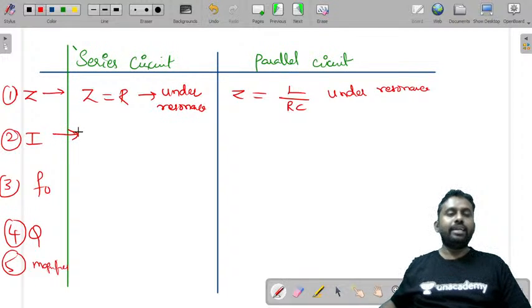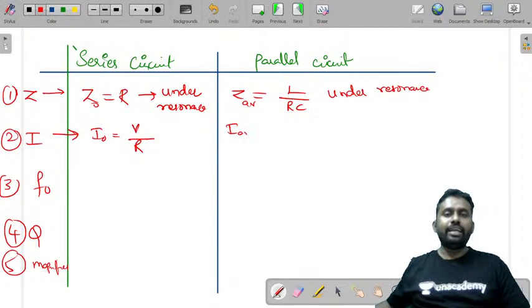And coming to the current, in the series circuit, current I naught is equal to V by R. And what is the current here, in the parallel circuit? I naught is equal to VCR by L.